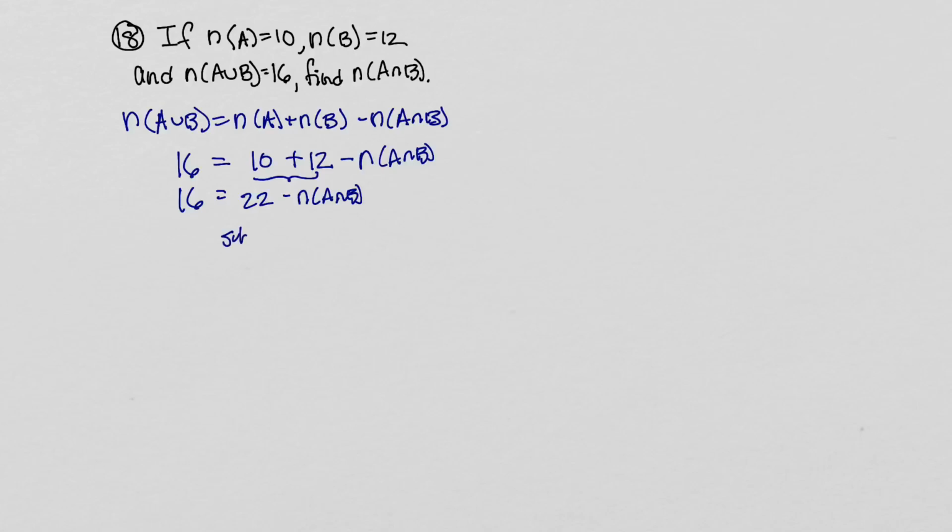Let's subtract this 22. So over here, 16 minus 22 is negative 6. Negative 6 equals, and 22 minus 22, that term is gone. And then we're left with negative the number of elements in A intersect B. And now dividing both sides by negative 1, we're going to get that there's 6 elements in A intersect B.